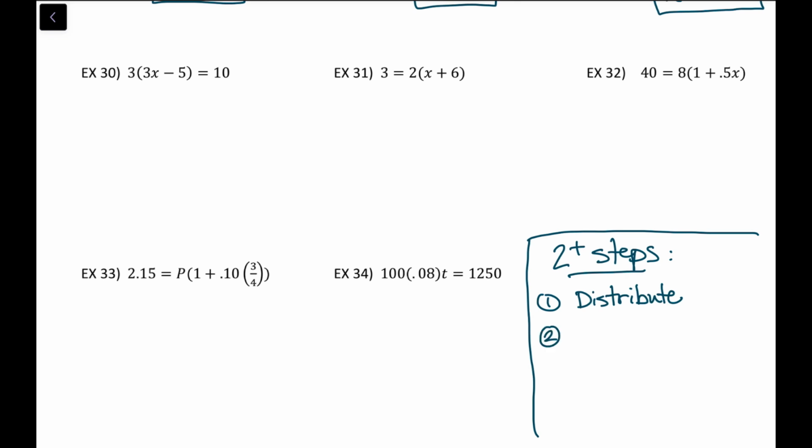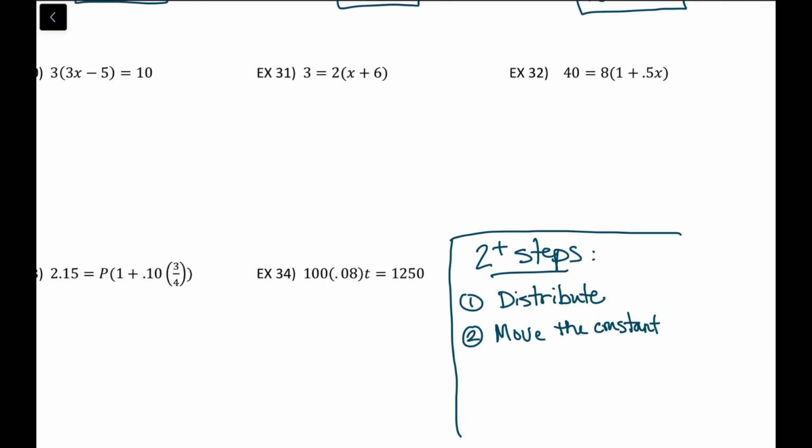Then you want to move the constant. I'm going to scoot this over a little bit for a second, using adding and subtracting. So remember, that first move is undoing any adding or subtracting. The constant is just the number by itself.